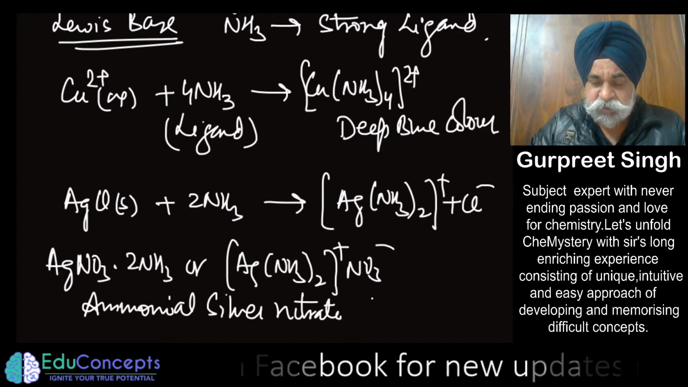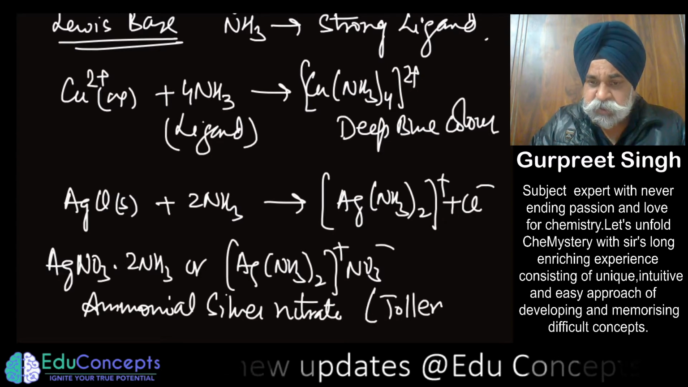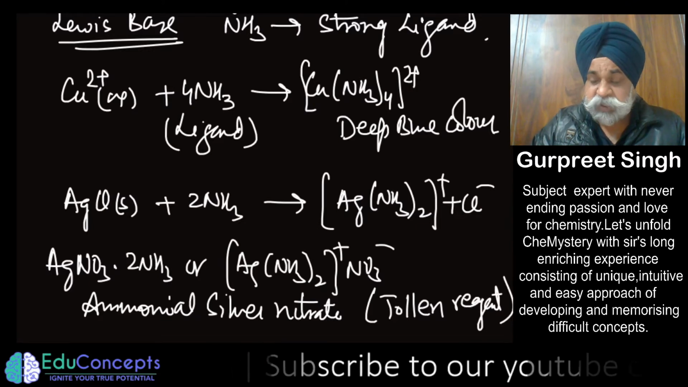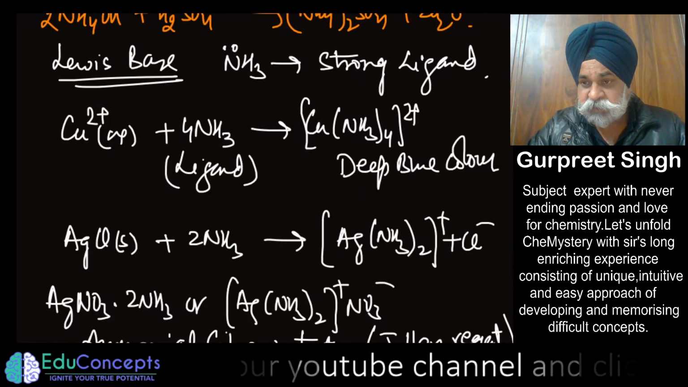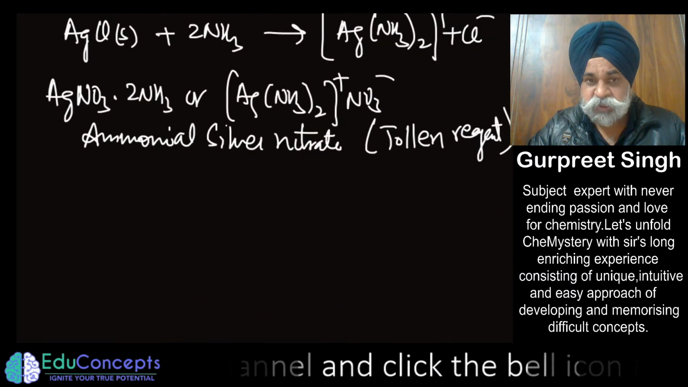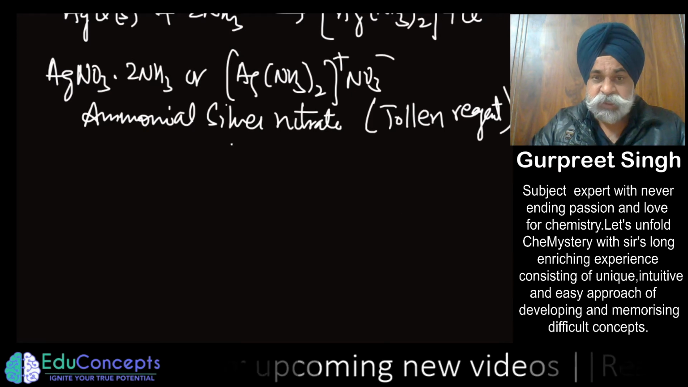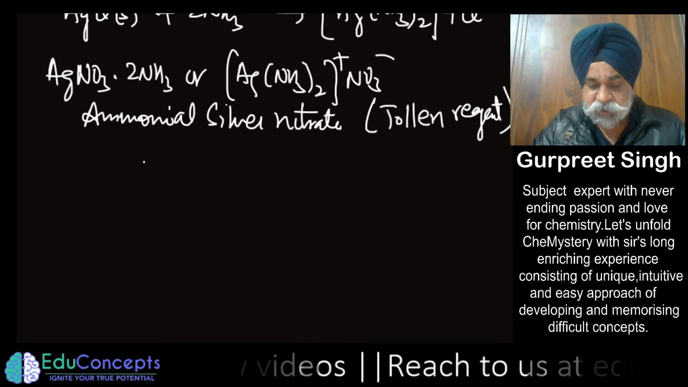So this is ammoniacal silver nitrate, which we use in organic chemistry. The very popular common name is Tollens' reagent. It is a test for detection of aldehydes and ketones, which we call the silver mirror test. So ammonia is also being used along with silver nitrate. So here in all of these it is acting as a weak base.